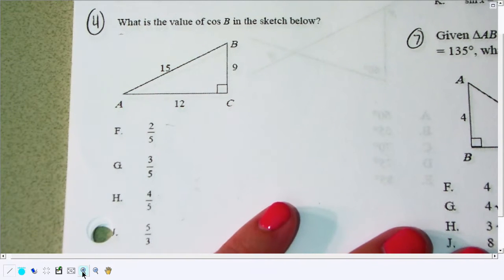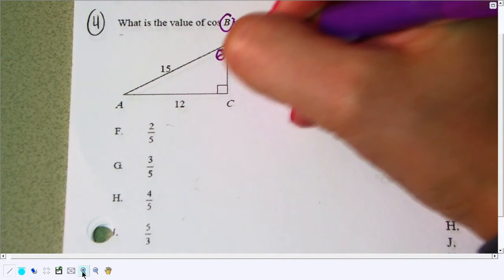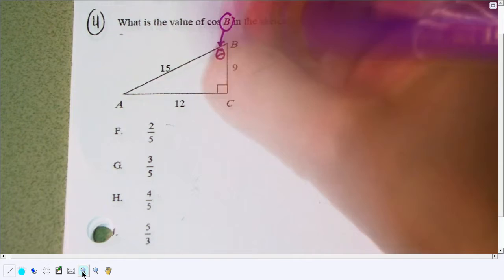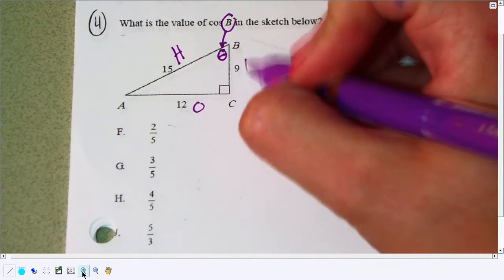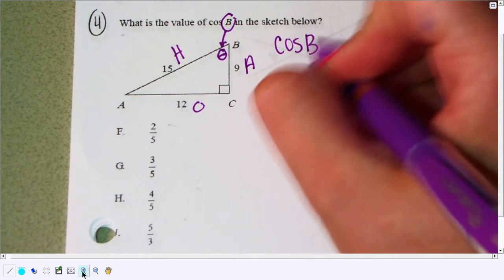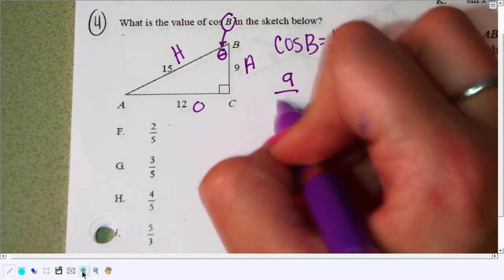Number 4, what is the value of cosine of B? The B value, that is where theta goes because it's cosine of B. So when you're labeling your triangle with opposite and adjacent, you're going to use angle B. So across the 90 is H, across theta or B is O, and by default this is A. Remember that cosine's fraction is A over H, so I get 9 over 15.